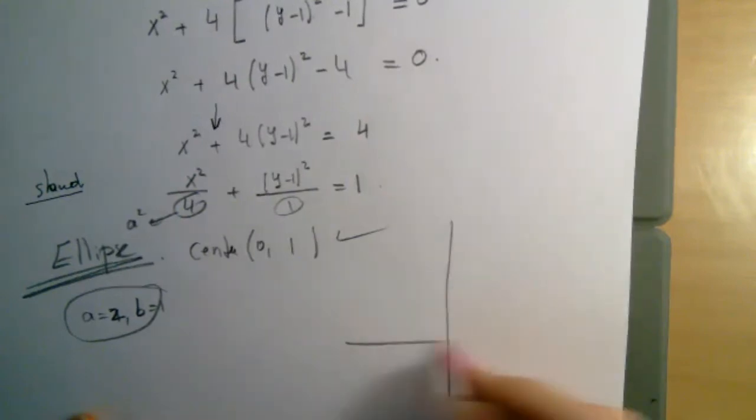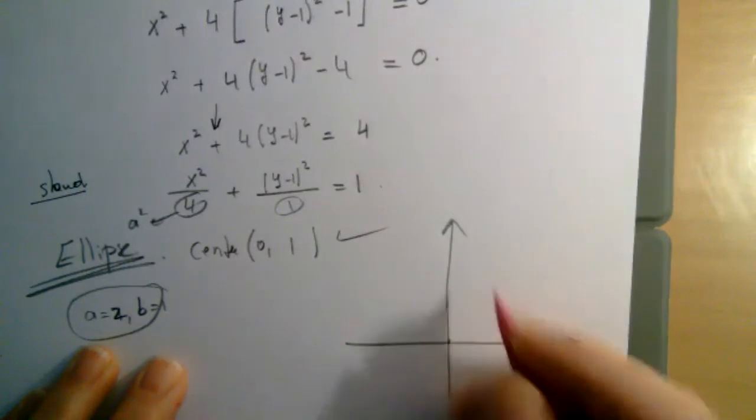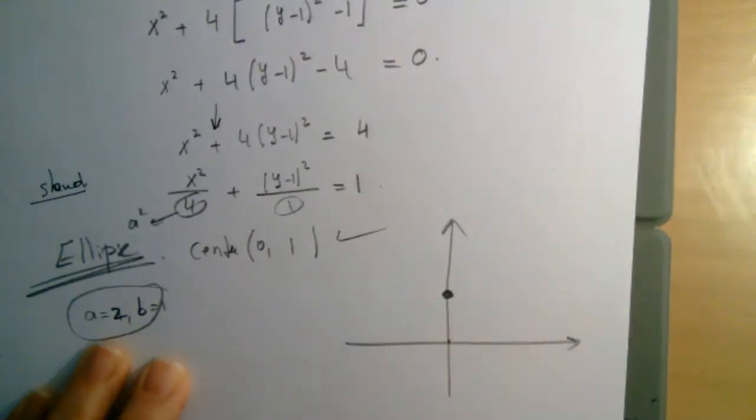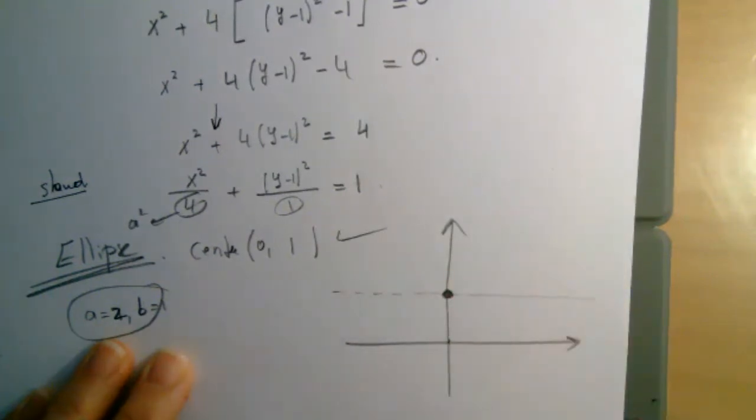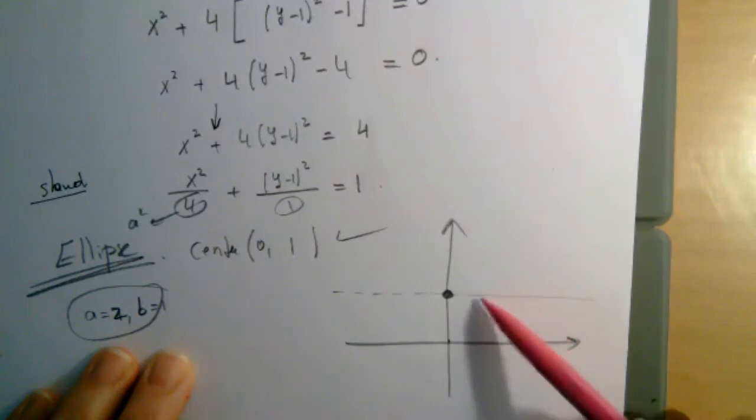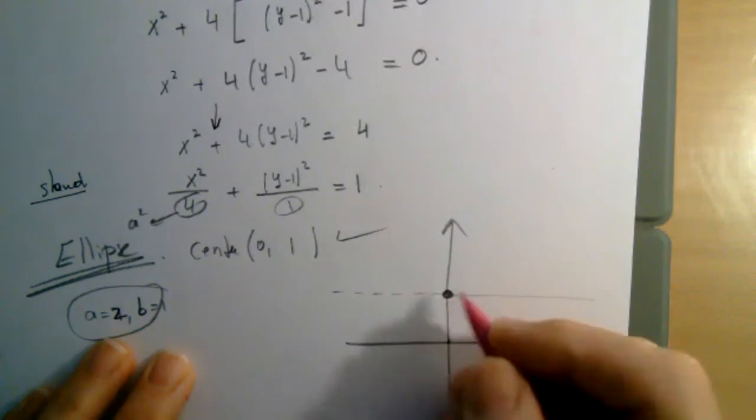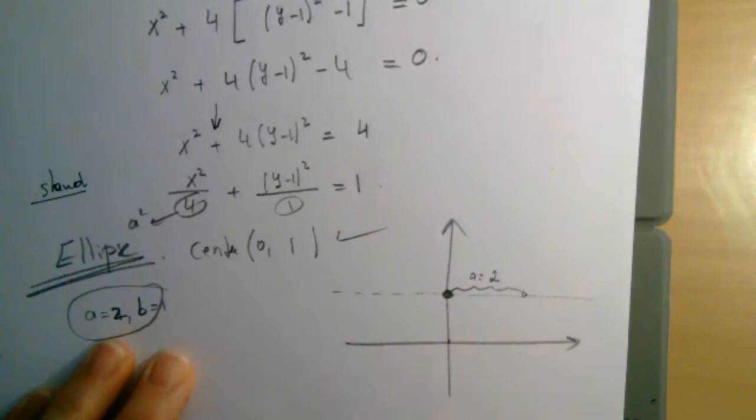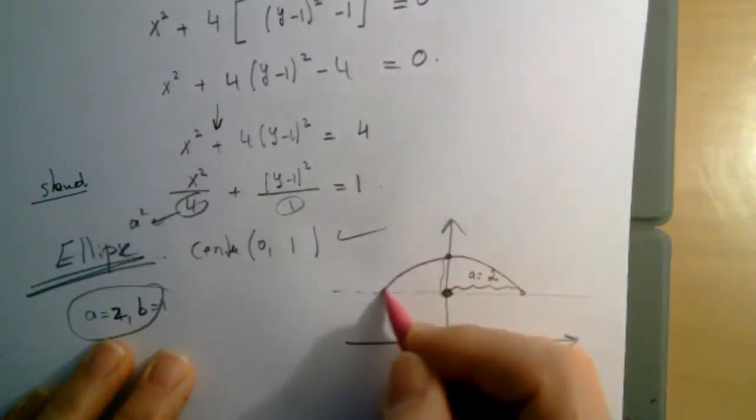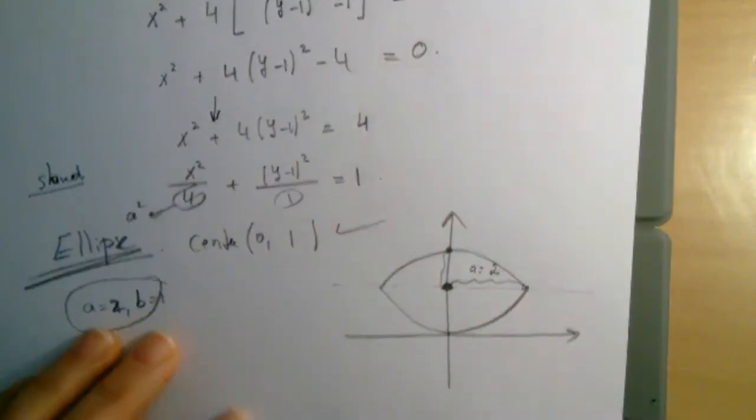And I get started with the graph here. So the center is (0, 1). So this is my ellipse centered here. And because a is bigger than b, the foci and the vertices will be on the line which is parallel to the x-axis. a is 2. That's my a. b is 1. This is my b. So I'm going to have this kind of ellipse. That's the ellipse. So we can really draw it immediately.